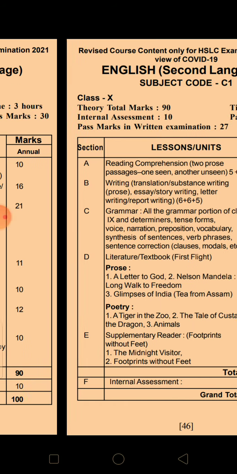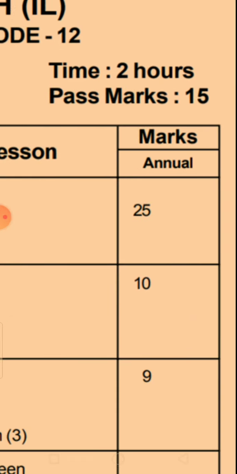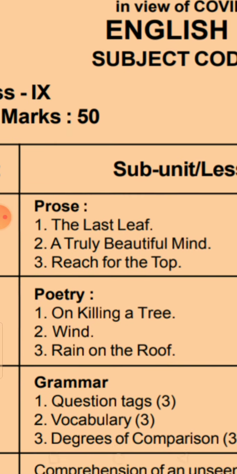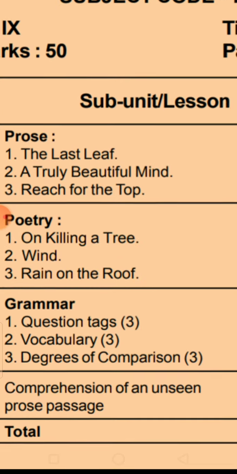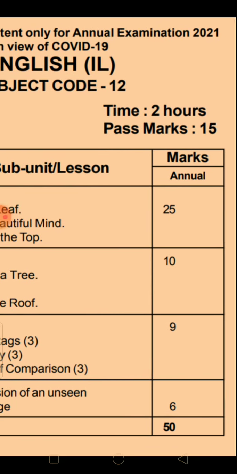And then we move on to your English IL. This is still for class 9. We will deal with class 10 in a while. In your English IL, you will have The Last Leaf, A Truly Beautiful Mind, and Reach for the Top as your prose, which would carry 25 marks. Number 2, you'll have your poetry section, which would be Killing a Tree, Wind, and Rain on the Roof, which would carry 10 marks.